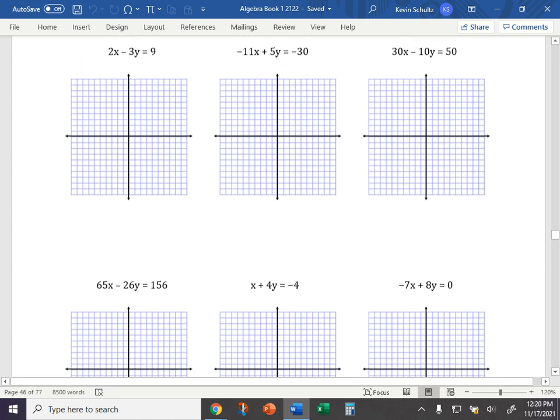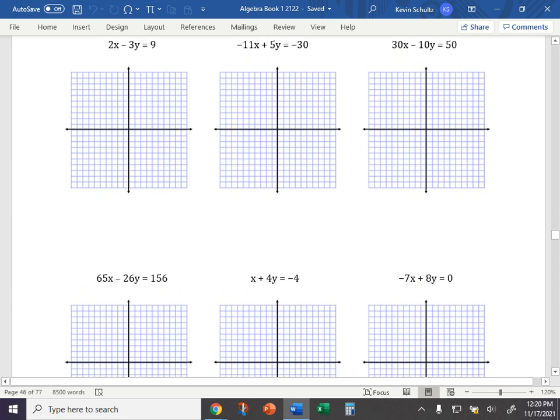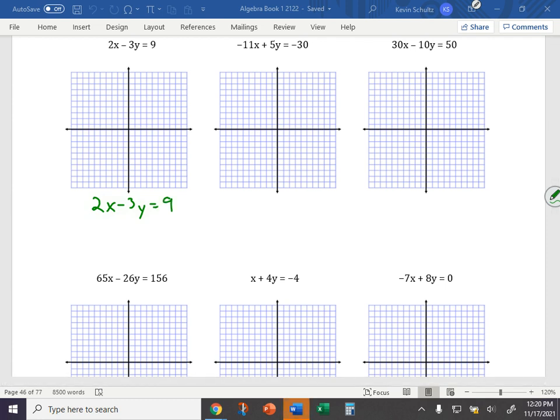So I'm gonna rewrite the equation here, 2x minus 3y equals 9. To put this into slope-intercept form, the steps to do this are on PO22. We want to first move our x over to the other side using opposite operations. So subtract 2x from both sides. Subtract 2x from both sides. We're left with negative 3y equals negative 2x plus 9.